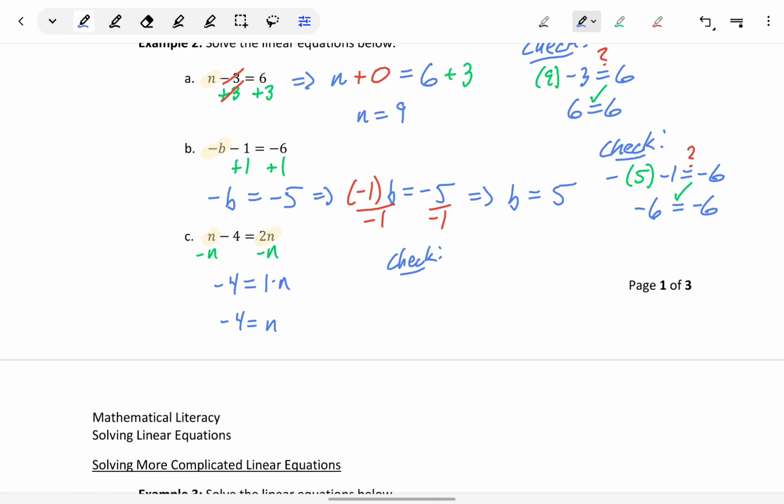But then we can go ahead and check the solution. We'll have to substitute in negative 4 on both sides of the equation since we have a variable popping up on both sides. So the question is whether negative 4 minus 4 is equal to 2 times negative 4. On the left-hand side, negative 4 minus 4 will give us negative 8. And on the right-hand side, 2 times negative 4 will also give us negative 8. So again, our solution checks out, and we did find the correct answer for this problem.